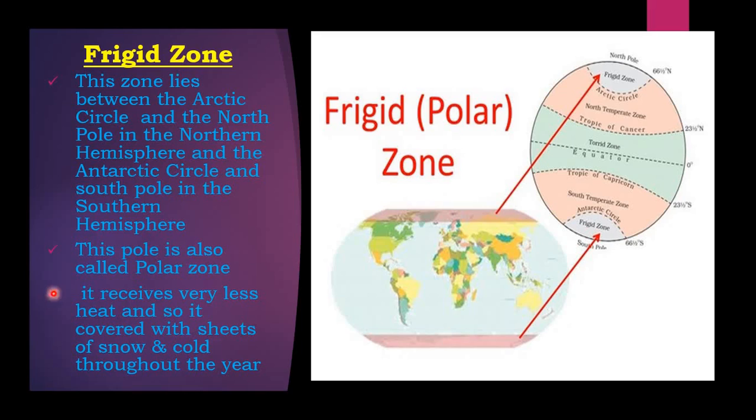Lesson number 10, Weather and Climate. Okay, children. In the previous class, we studied the climate or heat zones of the world. The world was divided into three parts. The first one, the torrid zone. The second one is the temperate zone. The third one is the frigid zone.